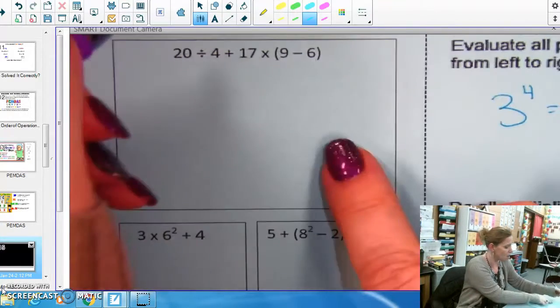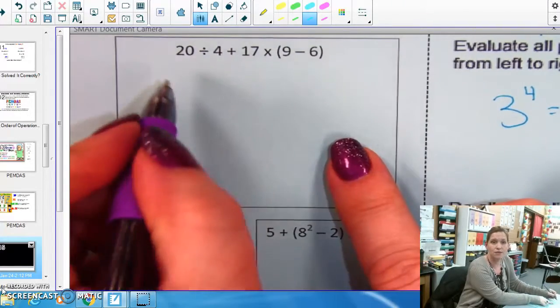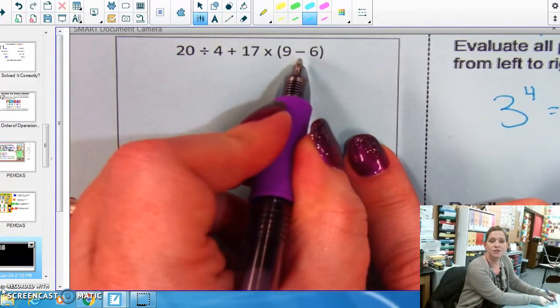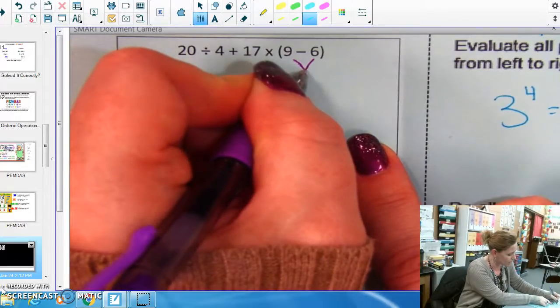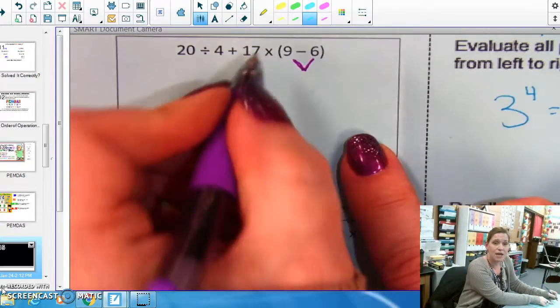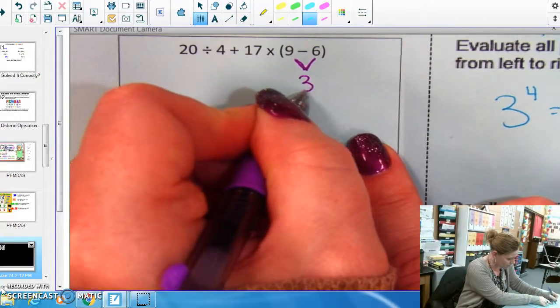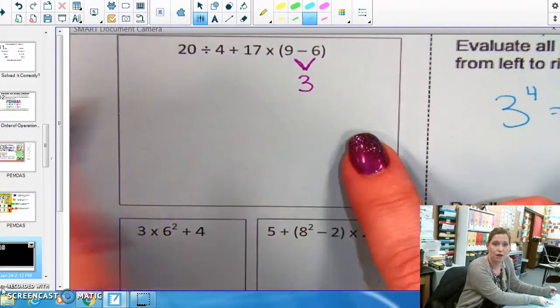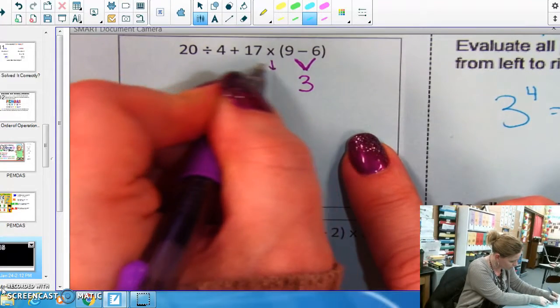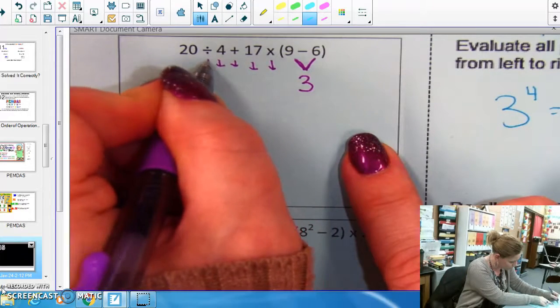So to get started, I start with parentheses. So I look across, parentheses, there they are. So I'm going to start with 9 minus 6. So there's my V. 9 minus 6 is first. So I combine that and I simplify that to a 3. Everything else in this problem gets brought down.